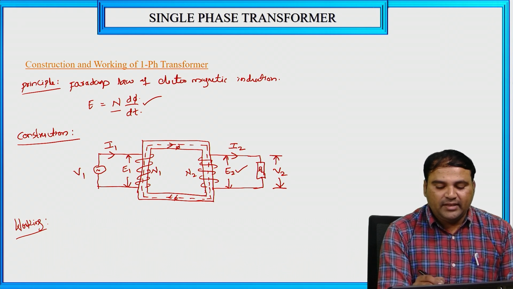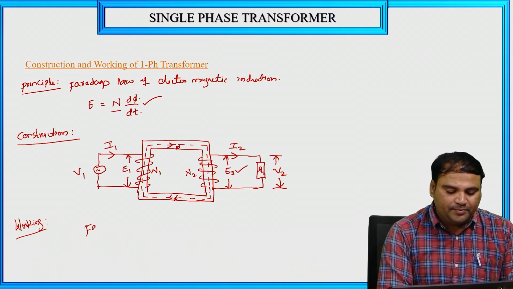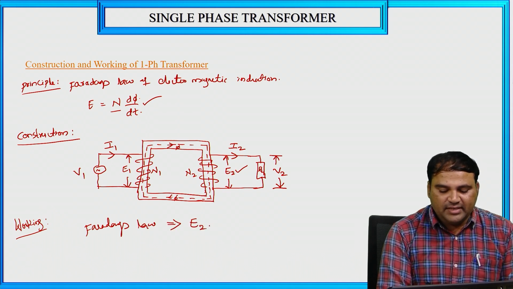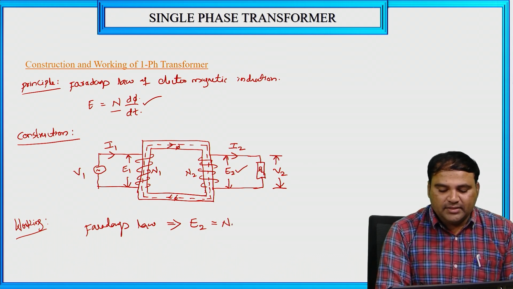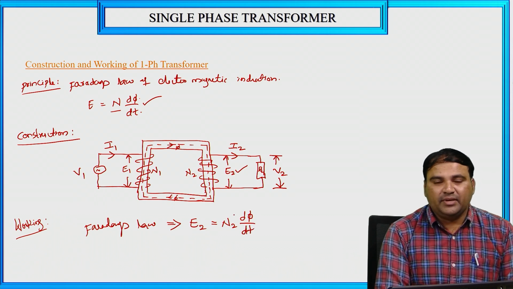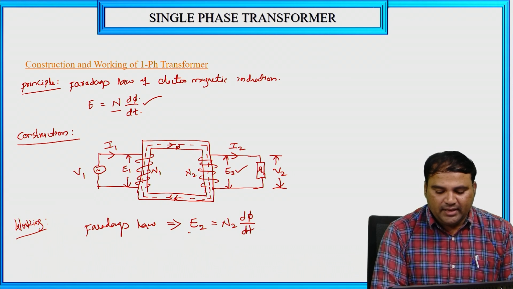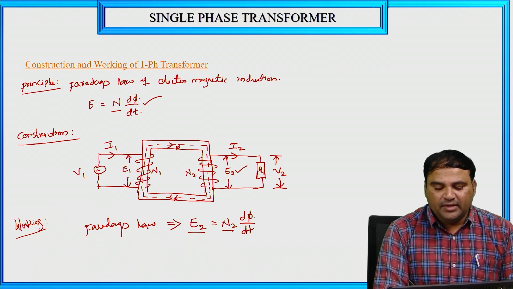Then we'll get EMF across the secondary side. That is according to Faraday's law. So according to Faraday's law, the EMF equation is given as E2 equal to number of turns N2 into d phi by dt. So flux is the same at the primary side and secondary side. So here the secondary induced EMF E2 is equal to secondary number of turns into d phi by dt.